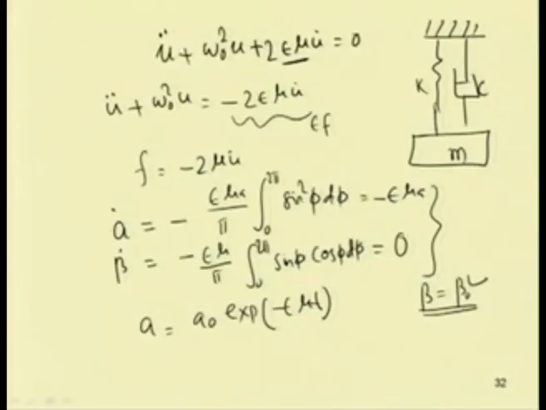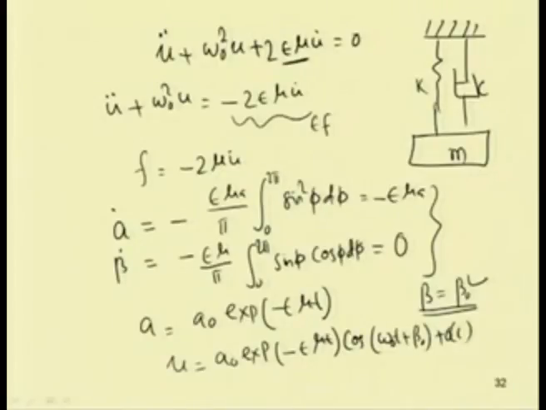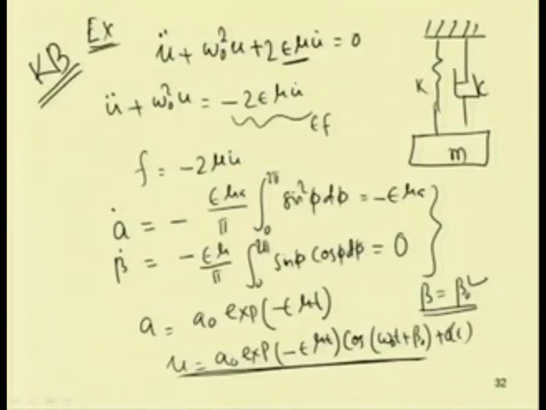Similarly, a dot one can obtain. So, the solution becomes u equal to a 0 e to the power minus epsilon mu t into cos(omega 0 t plus beta 0), plus order of epsilon. So, this way one can use this method of averaging, or this KB method. Here this example shows how the Krylov-Bogoliubov method can be applied to this equation.